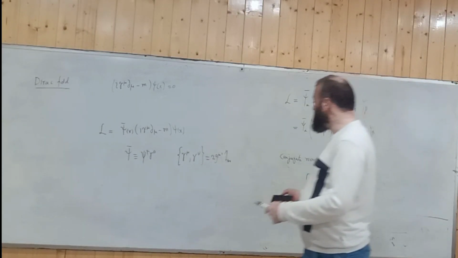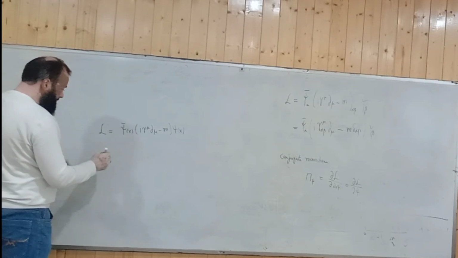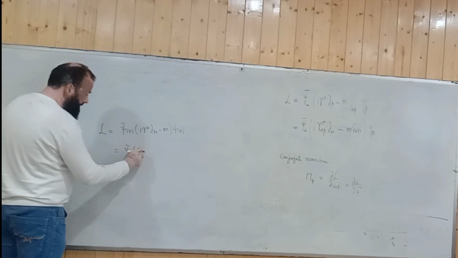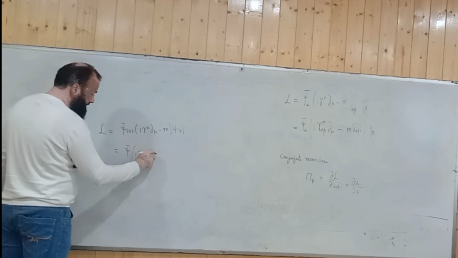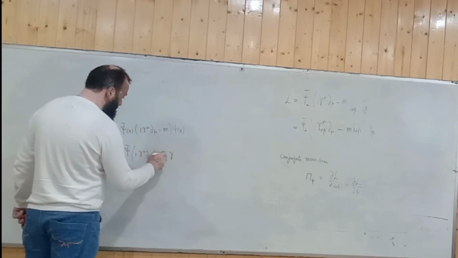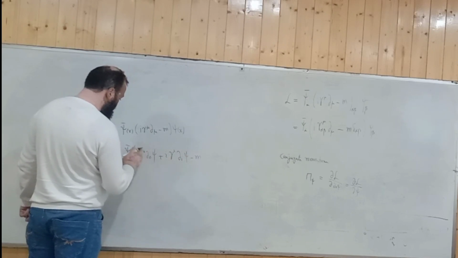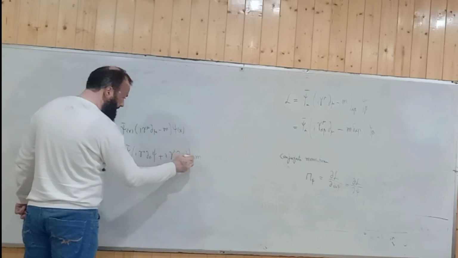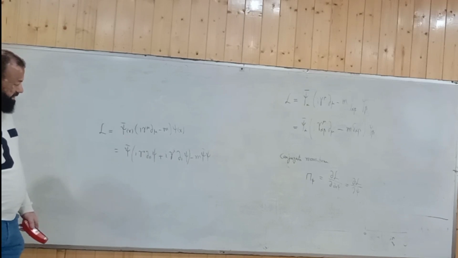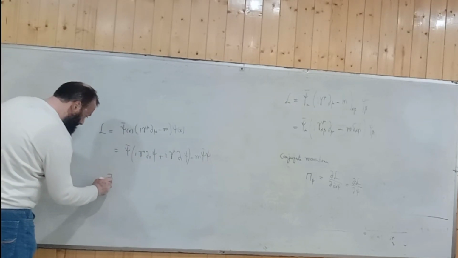Let's look at this very Lagrangian. I can write it as psi bar, forgetting x for the time being, i gamma 0 partial 0 psi, then minus i gamma i partial i psi, minus m psi bar psi. So where is your psi dot? Here.